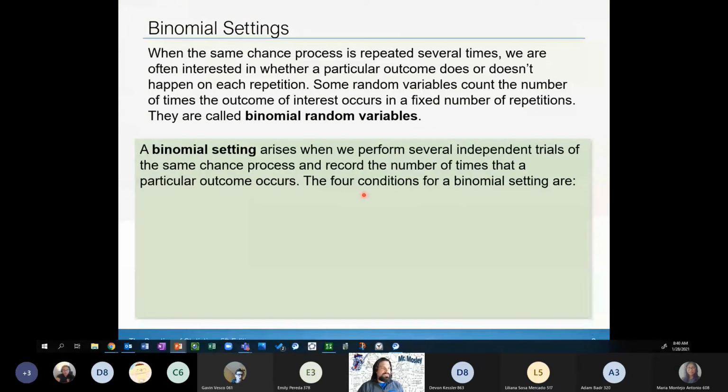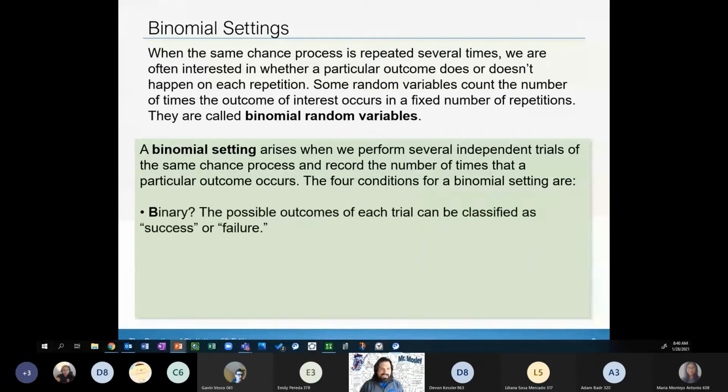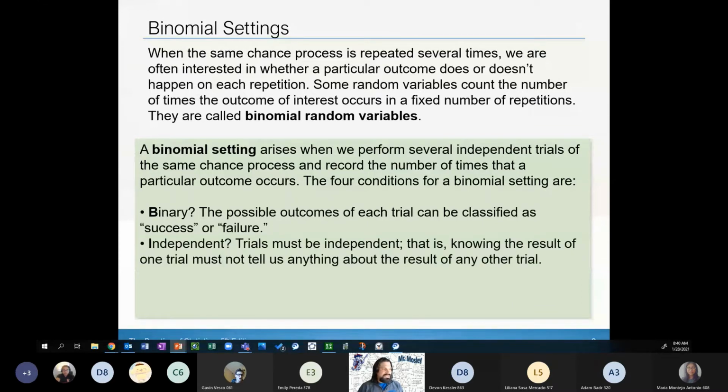The 4 conditions for a binomial setting are the following. These you'll want to write down. Is it binary? Right. The possible outcomes of each trial can be classified as a success or failure. Right. Is it independent? Right. Trials must be independent. That is, knowing the result of one trial must not tell us anything about the result of any other trial. Right.